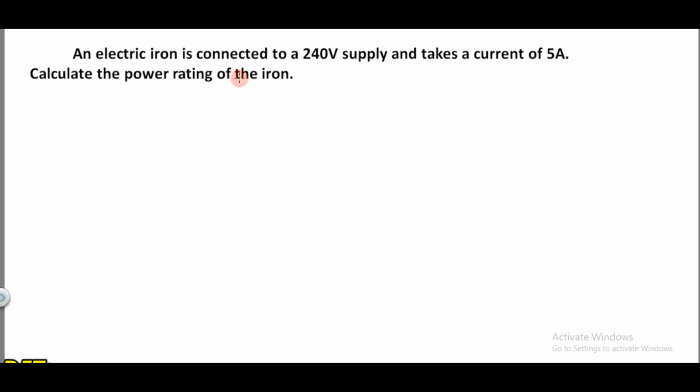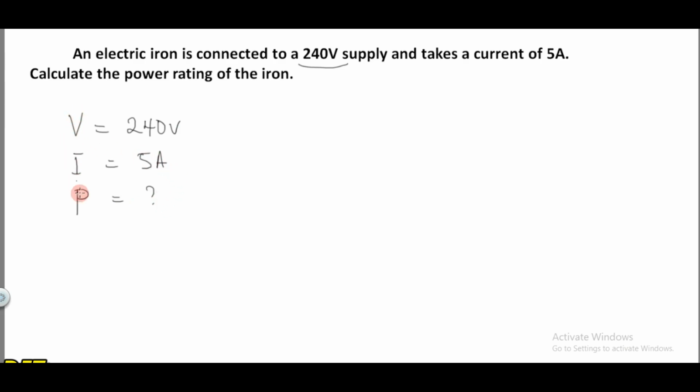So the first thing I would want to do here is to bring out the parameters in this question. An electric iron is connected to a 240 volt supply. So this tells us about our potential difference. So the potential difference V is equal to 240 volts, right? It takes a current of 5 ampere, so the current I is equal to 5 ampere. Calculate the power rating of the iron. So we are looking for the power of the iron.